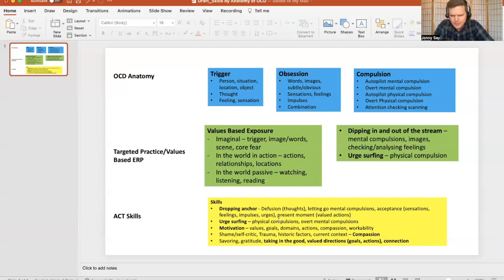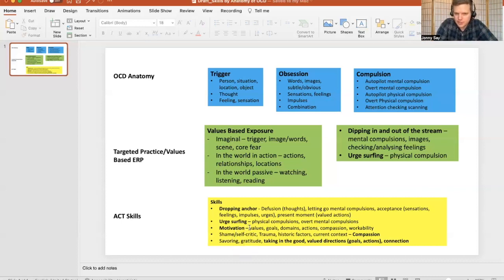We're then using acceptance of sensations, feelings, impulses, and urges, and then present moment attention, refocusing on valued actions, things that matter to us. Then we've got urge surfing. I've drawn that out as an important technique of its own. It's really building on dropping anchor, but it's targeting the urge, how the urge shows up in our thoughts and feelings. And then we are connecting to our motivation, our values, our goals, workability, to get some motivation to resist and urge surf, to surf this wave of wanting to do the compulsion that then crests and comes down.